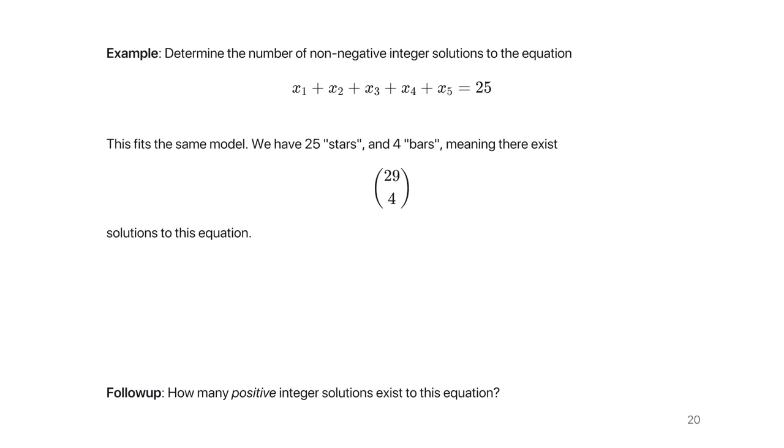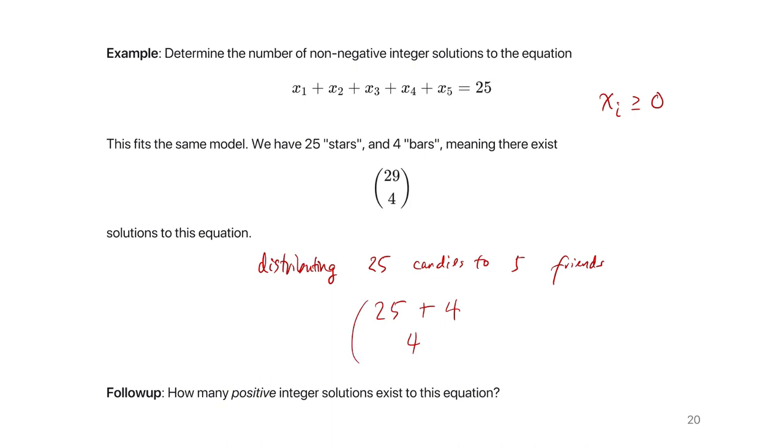So the total number of non-negative integer solutions, and non-negative just means each xi is greater than or equal to 0, is just the number of ways I can distribute 25 pieces of candy to 5 friends. Is that clear? So this is the same as distributing 25 candies to 5 friends. And so it's stars plus bars choose bars, or stars plus bars choose stars. Is that okay?